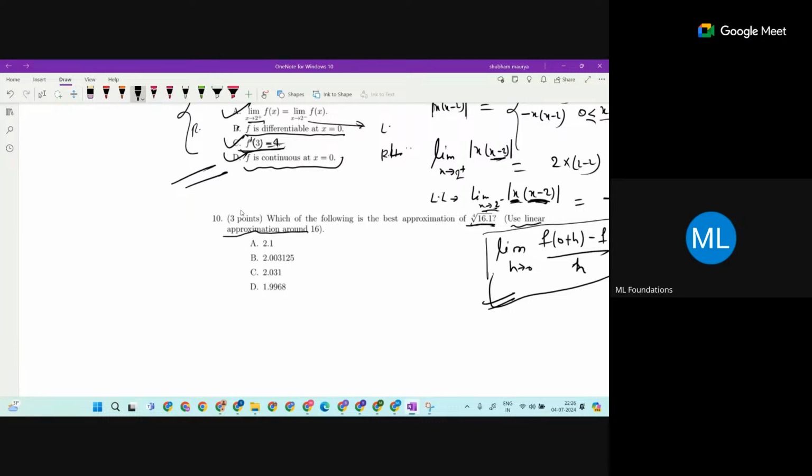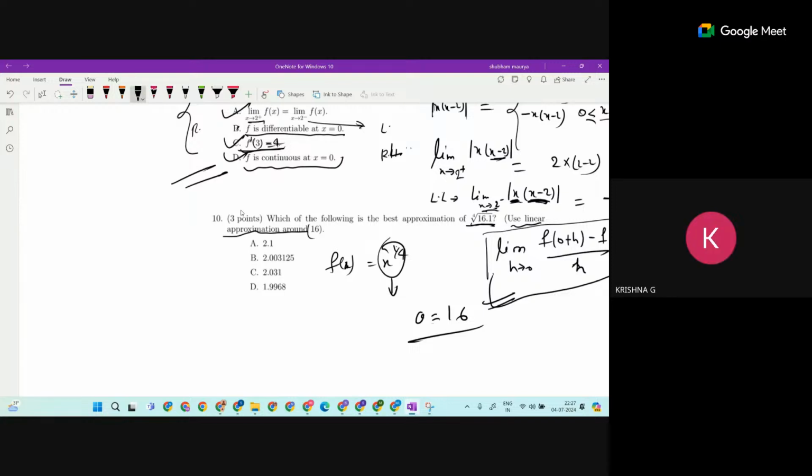Around 16. So what is going to be the function here? Could you tell me what the function is here? x to the power 1 by 4. This is our function. We have to find the linear approximation of this function around 16. That is going to be the best linear approximation. The best approximation will be around 2.031 approximately.